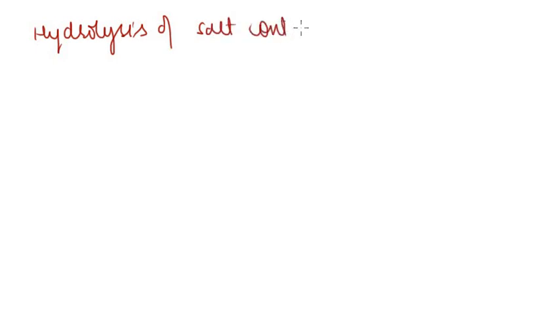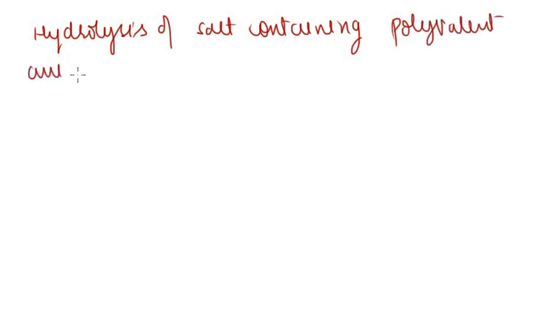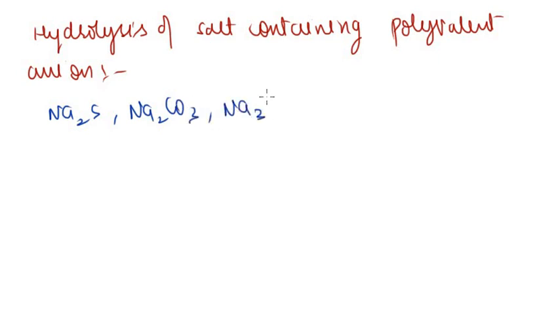Now let's talk about hydrolysis, especially the hydrolysis of salts containing a polyvalent anion, which has more than one valency, like Na2S, Na2CO3, Na3PO4, Na2SO3. These are salts whose anions have more than one valency.